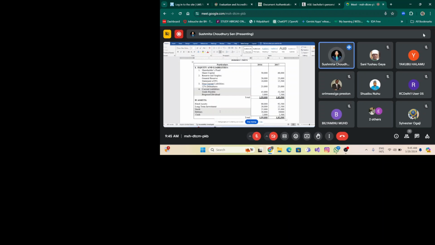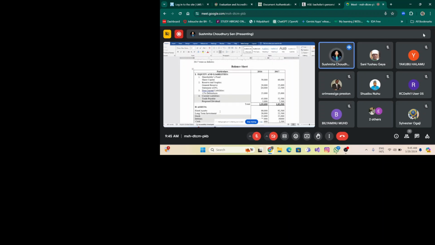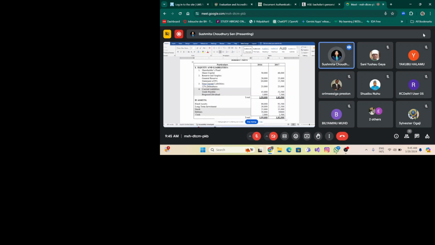So how to prepare the fund flow statement? Before preparation of the fund flow statement, the first thing that you need to calculate is working capital. And what is the formula for working capital? The working capital formula is current assets minus current liabilities. So that is the formula.